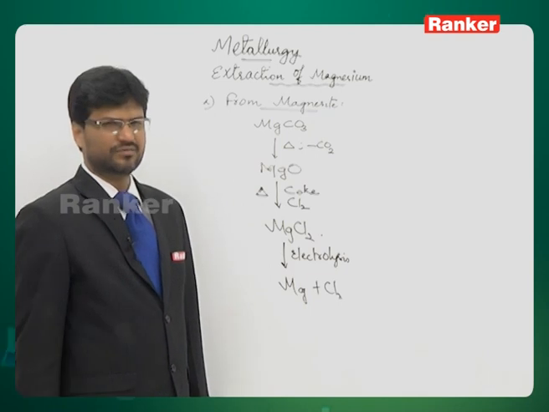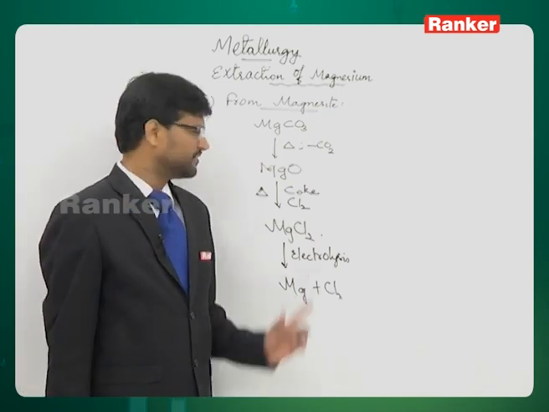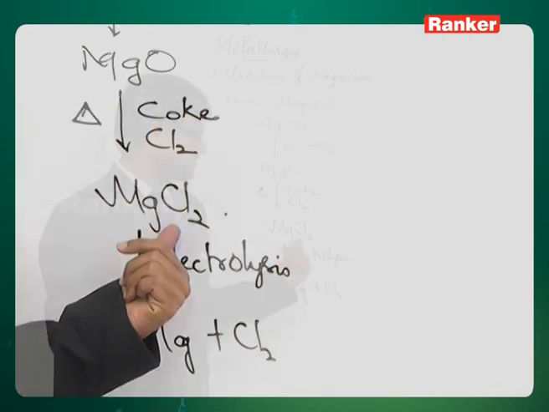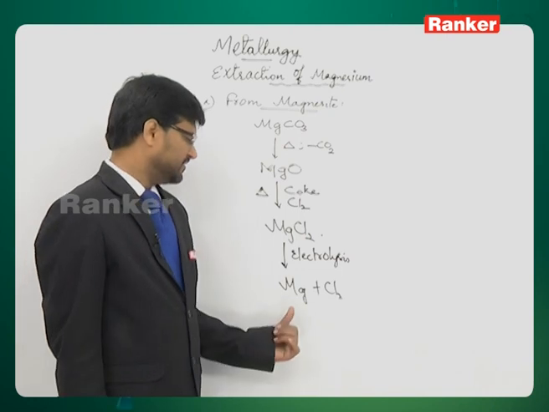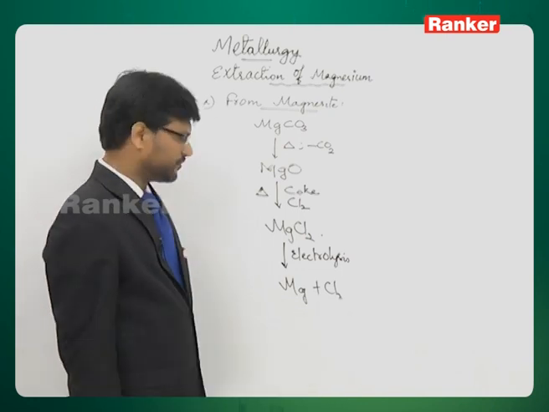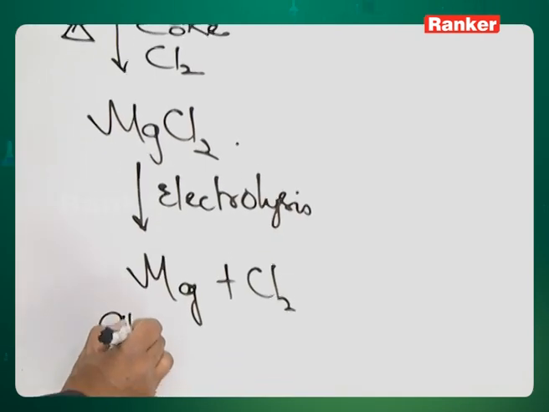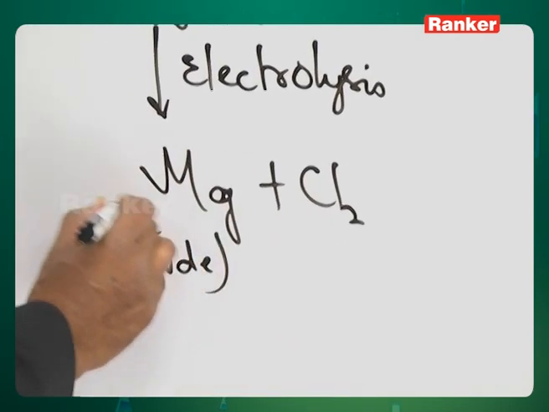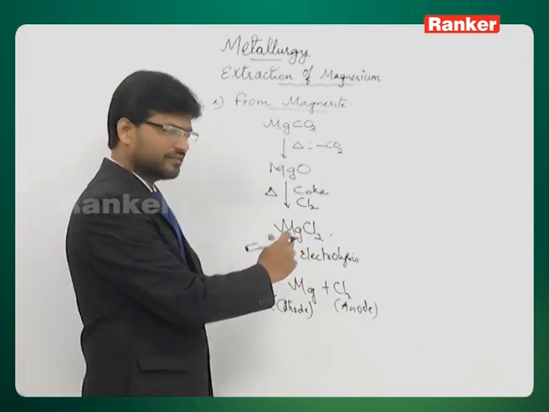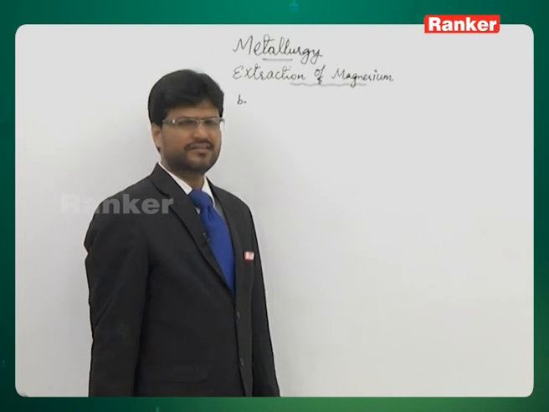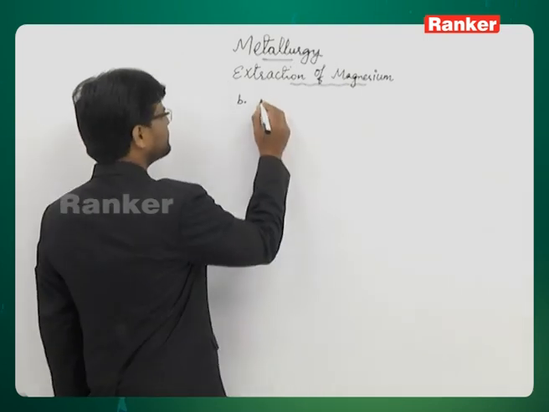Magnesite is heated to get magnesium oxide. Magnesium oxide is mixed with coke and heated in a current of chlorine gas. You get magnesium chloride. Magnesium chloride is then subjected to electrolysis and you get magnesium at cathode, chlorine at anode. This is formed at cathode. This is formed at anode, but I will elaborate on this after some time. Now, let us see how magnesium is extracted from carnallite.